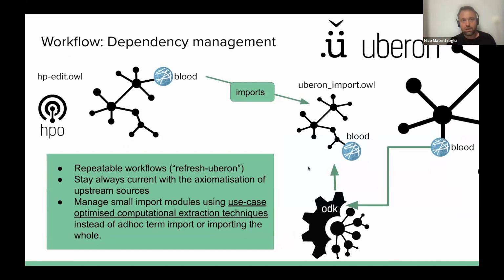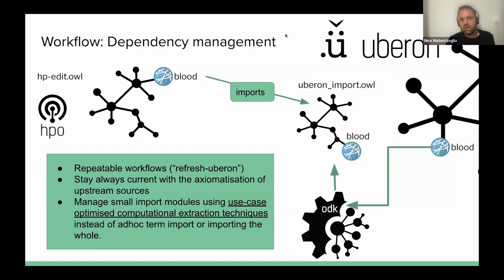So the first example of workflow is dependency management. As I said before, you have your ontology, and you know you need to use the word blood. What the ODK does is it has a bunch of repeatable workflows that are also configurable, and if you set it up, it can go and download all of Uberon, then pull the term that you want from Uberon, and include it into a much smaller import module of Uberon, which itself is imported into your local ontology.